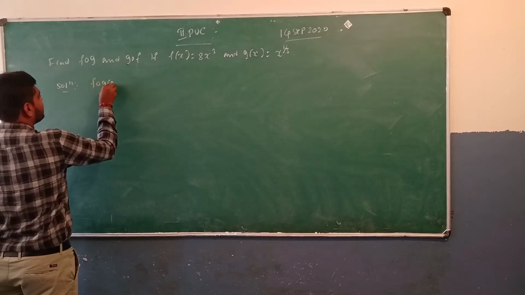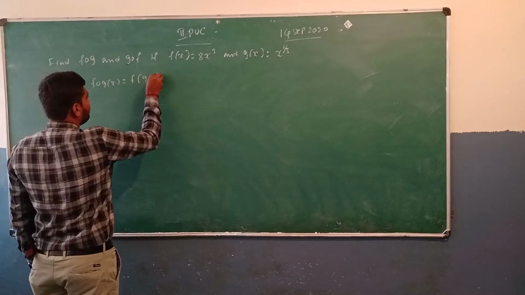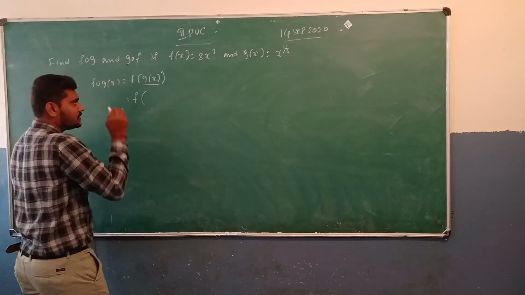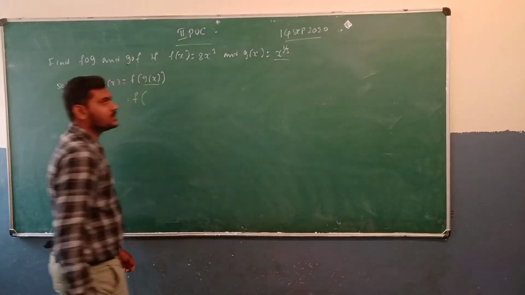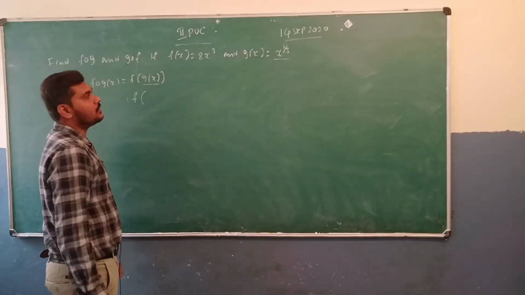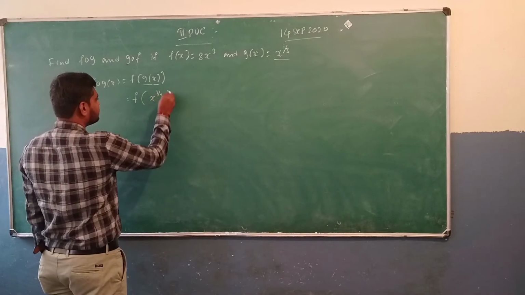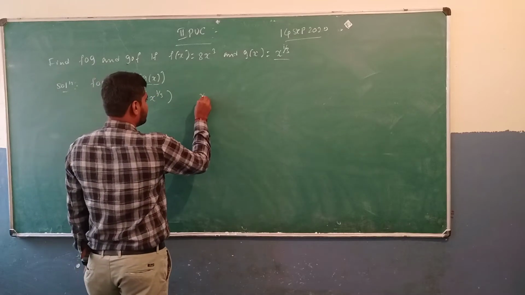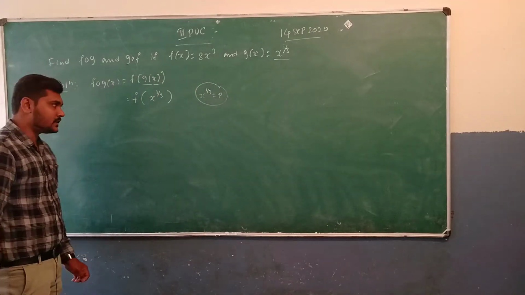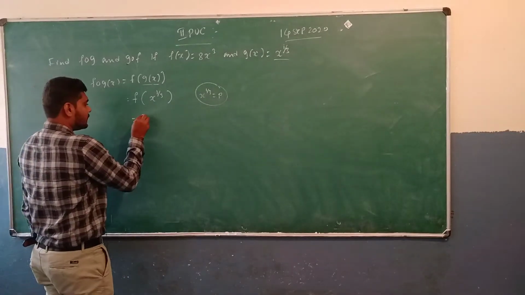Fog of x can also be written as f of g of x. So here, what is g of x? G of x is nothing but x to the power 1 by 3. So instead of g of x, I am going to substitute x to the power 1 by 3. For simple calculation, I am assigning x to the power 1 by 3 as p. So it is going to be f of p.